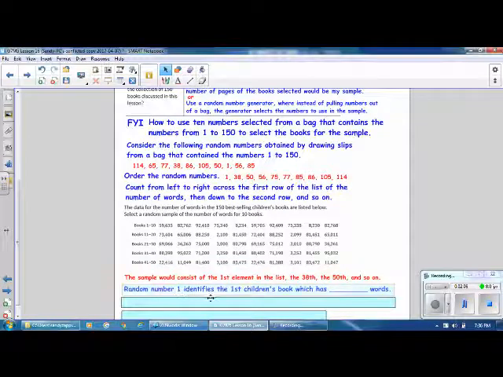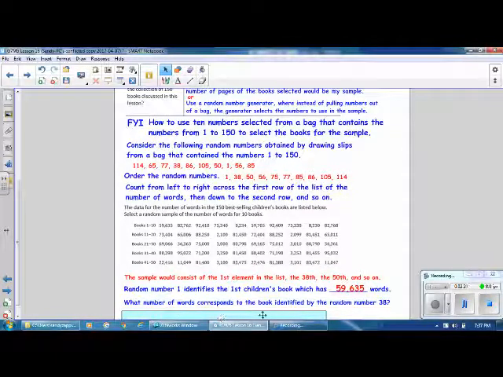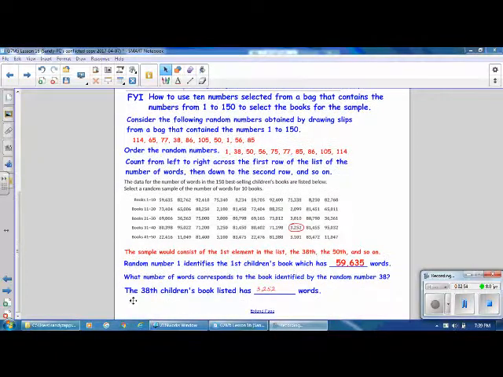The random number 1 identifies the first children's book, which has how many words. So we find the first book, and there it is. It has 59,635 words. What number of words corresponds to the book identified by the random number 38? So here we have books 31 through 40 are in this row. Book 31, 32, 33, 34, 35, 36, 37, and 38. The 38th children's book listed has 3,252 words.